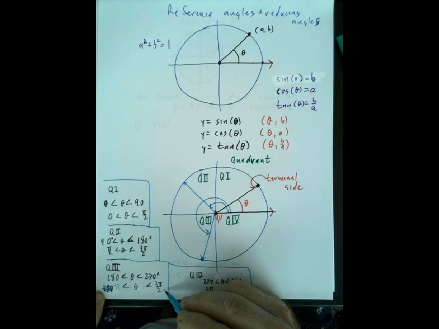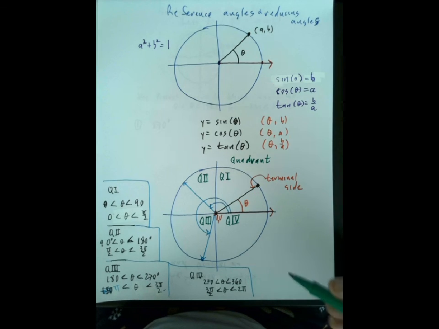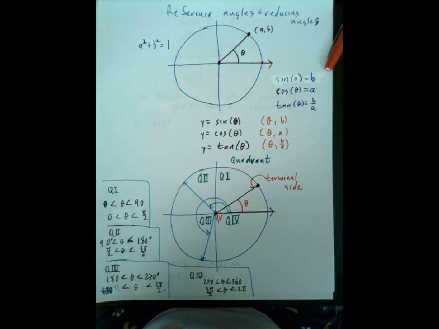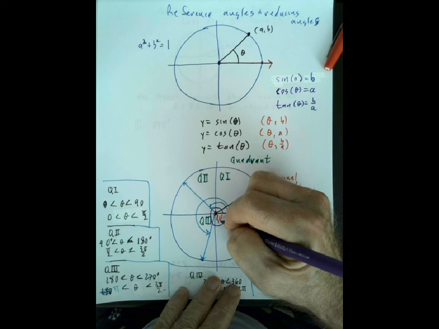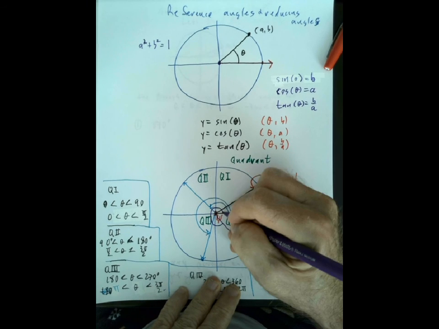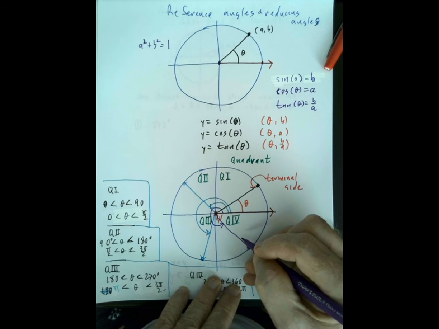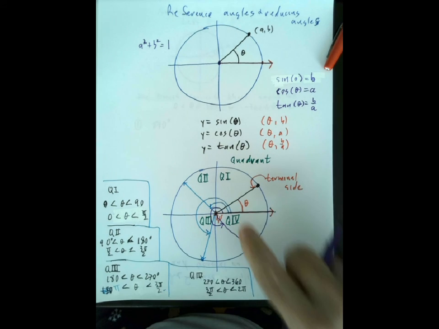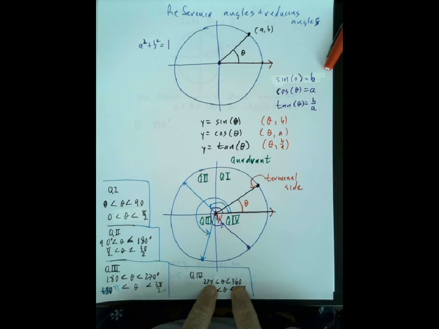And the Q4 angle, I'll use a different color, purple, is going to be this one over here somewhere, where the terminal side is in the fourth region down here. That's called Q4. Use Roman numerals to number them. That's an angle between 270 and 360, or between 3 pi over 2 and 2 pi if you're measuring in radians.